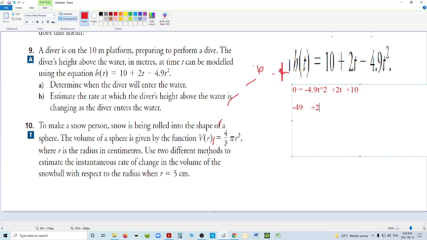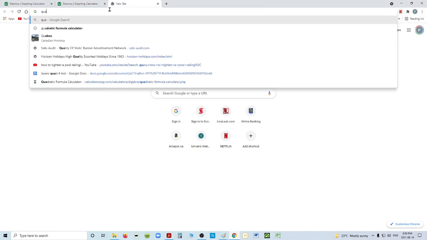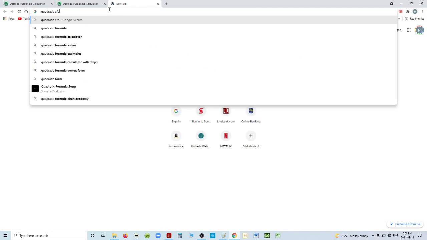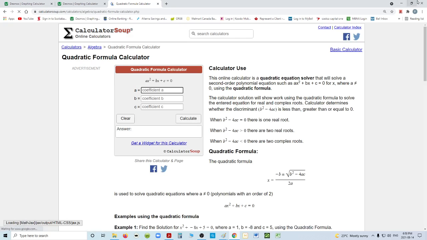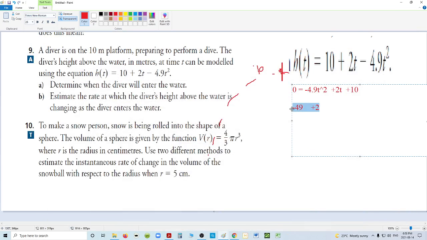And as you can see, they're going to be fairly close together, and they're not going to be perfect. So this is where you'd have to use the quadratic equation. I could use the quadratic equation, but I'm going to use a quadratic equation calculator. And I'm going to put in my a. So we look at this. My a is negative 4.9. My b is 2. And my c is 10.